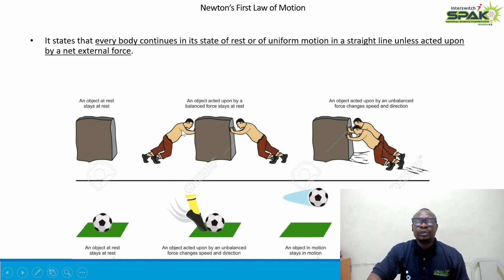We have two men of equal strength pushing at both ends of the object. Mr. A is pushing from this end, while Mr. B is pushing from this other end. Both of them are applying equal magnitudes of force. And what happens to the object? The object still maintains its state of rest.